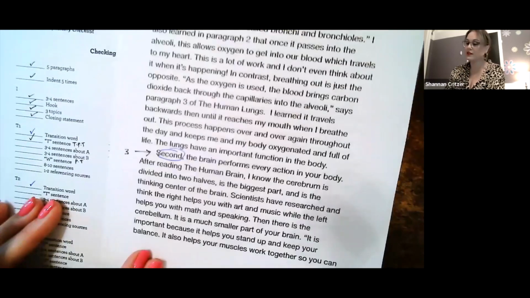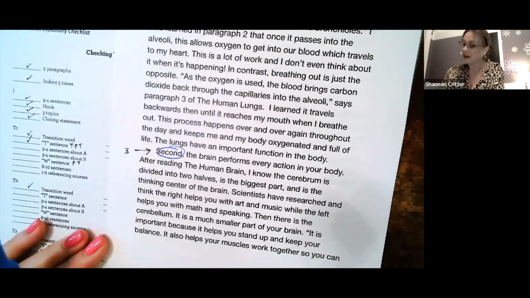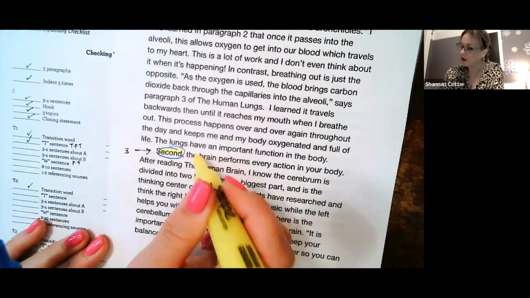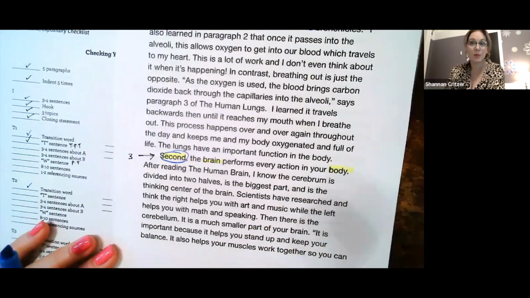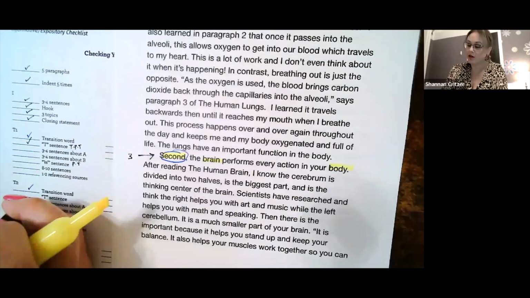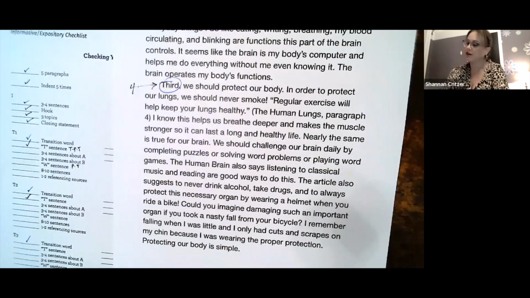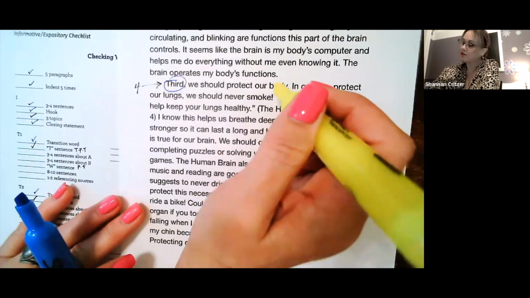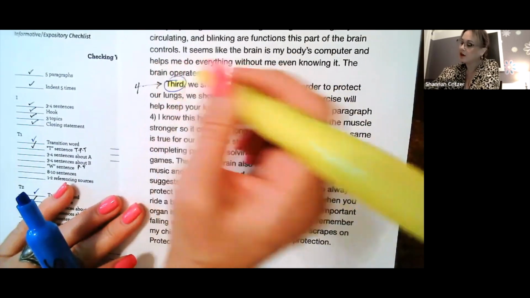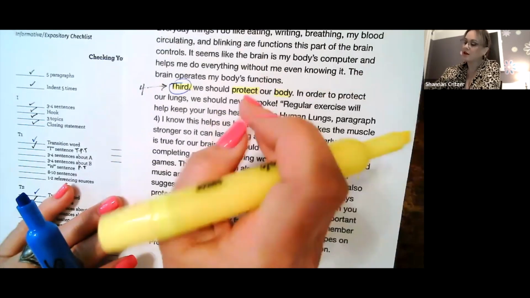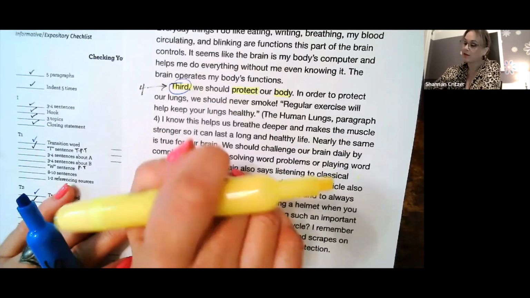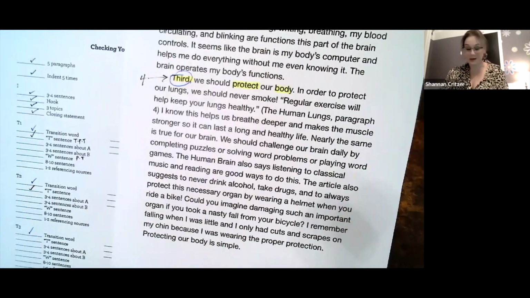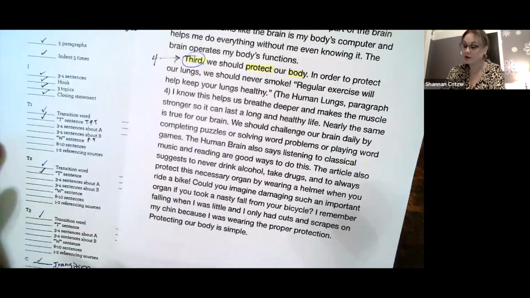Now I'm going to move on to T2. Okay, I have a transition word, my topic comes next, and then here's my prompt. So now I have all three of those parts. Let's look at my third paragraph. Third, we should protect our body. My prompt, what I'm writing this particular topic about, or this paragraph about, and my transition word. So now I have all of those sentences.